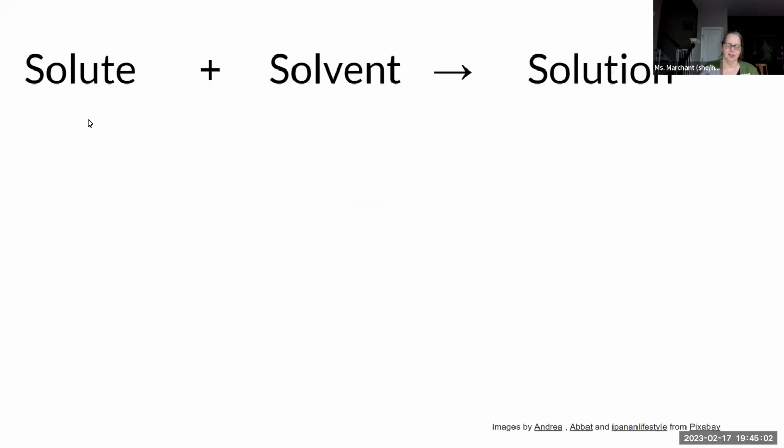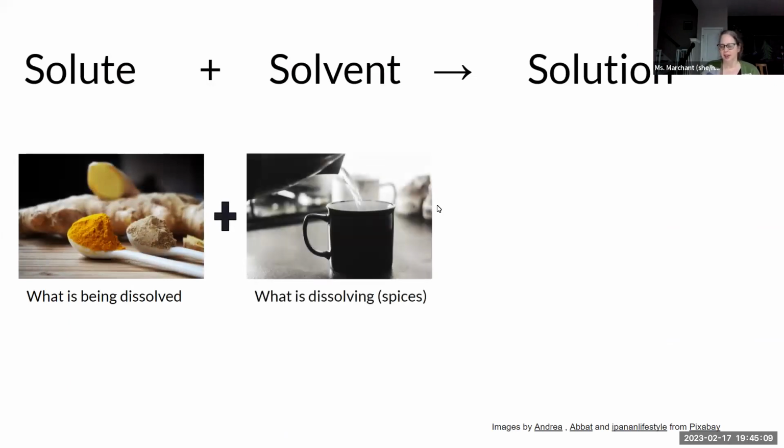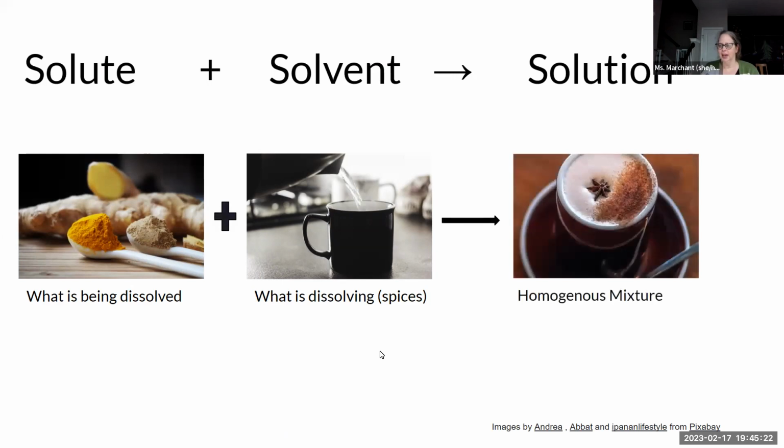So again, solute, that is what is being dissolved. Solvent is what is doing the dissolving. And this again is the universal solvent of water. We're going to be using that a lot. And this is not a chemical reaction, even though it has the chemical equation here. It's just saying that when we put the solute and the solvent together, we get our nice solution.